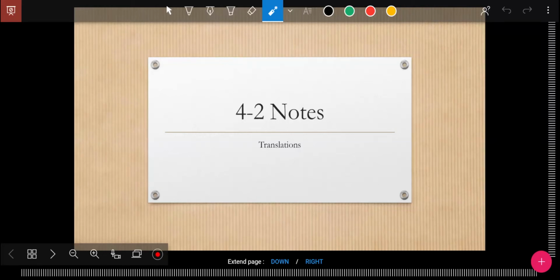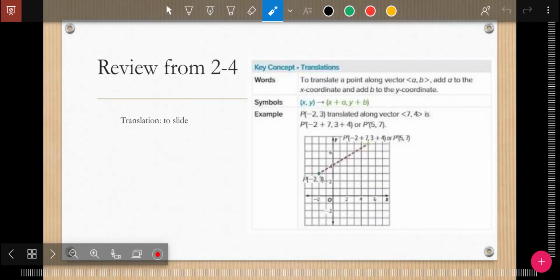Notes today are Module 4, Section 2, which is on translations. We've done this already earlier in Module 2, Section 4. So some things you should know, and if not, remind yourself by putting them in your notes. Translation means to slide it up, down, left, right, or on a diagonal. There's always a thing called a vector in our book. They give you the vector, which is two numbers, kind of looks like a coordinate.